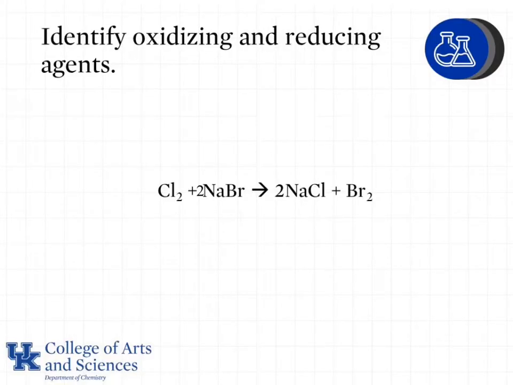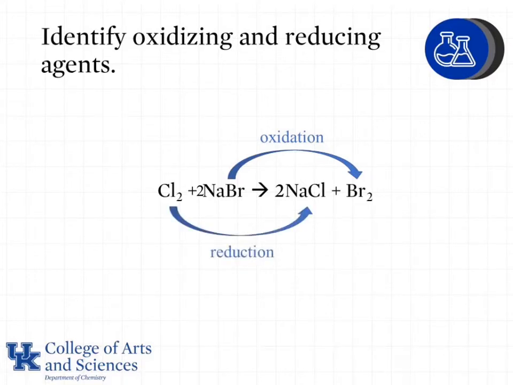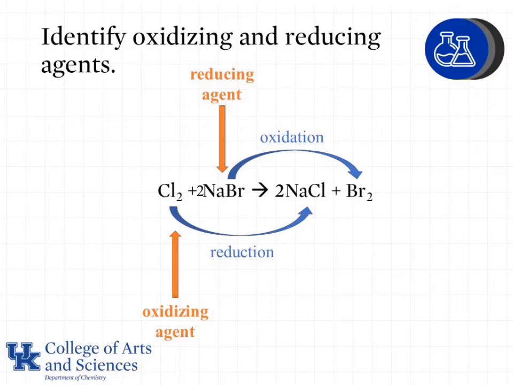Let's look at the same reaction as before, and now we want to identify the oxidizing and reducing agents. Remember that bromine is being oxidized because we go from a -1 to a 0 on the oxidation state. Chlorine is being reduced because we go from 0 to -1. Since chlorine is the species being reduced, it is the oxidizing agent. NaBr, which contains bromide, which is being oxidized, is the reducing agent.